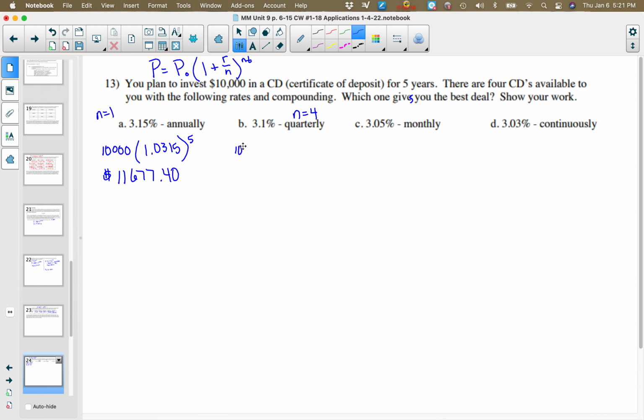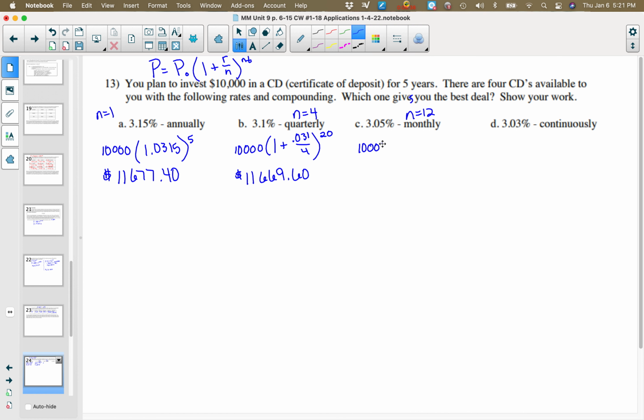Compounded quarterly, remember n equals 4. When you substitute this in, you're going to get 10,000, and here you'll have 1 plus your rate, 0.031, I'm sorry, there's no 5 on that one. They changed it. Over 4, and then 4 times 5, because it's 5 years, but remember it's nt, so you're going to have a 20. If you work this out, you will get $11,669.60.